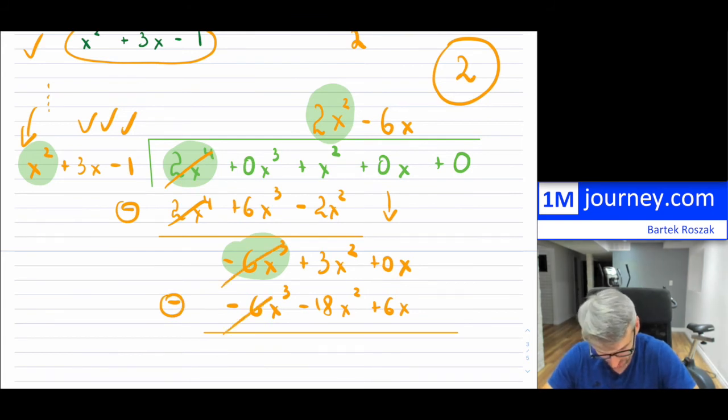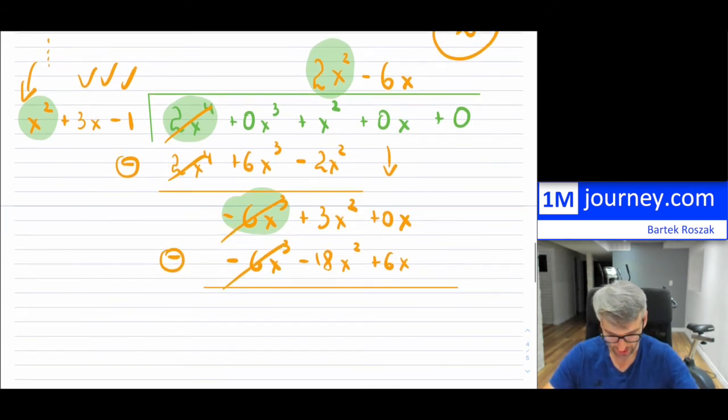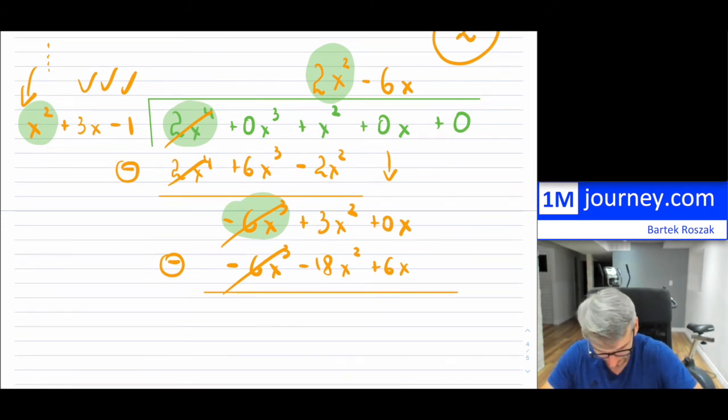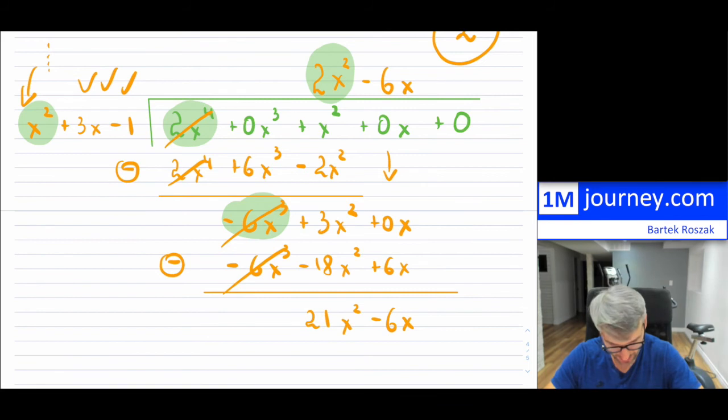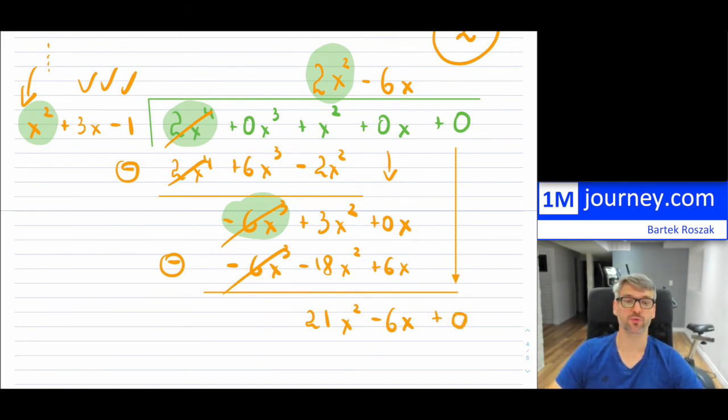So this cancels off. That's gone. Now I'm going to get kind of funky numbers in here. So 3 and then the negative 18, which is subtracted, so this is going to be actually positive. This is 21x squared minus 6x. And again, we're going to bring this one down again, right there, so that's going to be plus 0. Which means we have to do it one more time, right? And then finally we're going to run out.